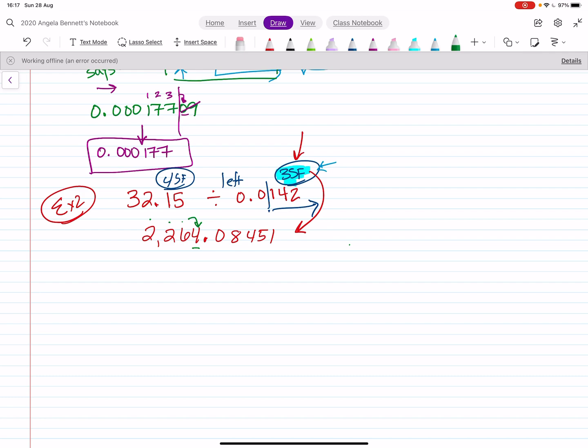Now this number is 2,264. Everybody has to keep their place values. So this 2 is still in the 1,000 spot. This 2 is going to be in the 100 spot. 6 is in the 10. Now the 4 has to go away because I can't have 4 significant figures. So the answer is 0. Do not put a decimal point. If you put a decimal point, that means the 0 is significant.